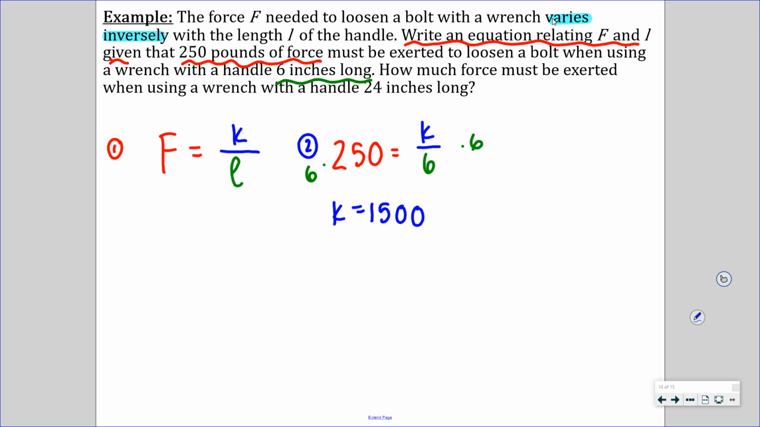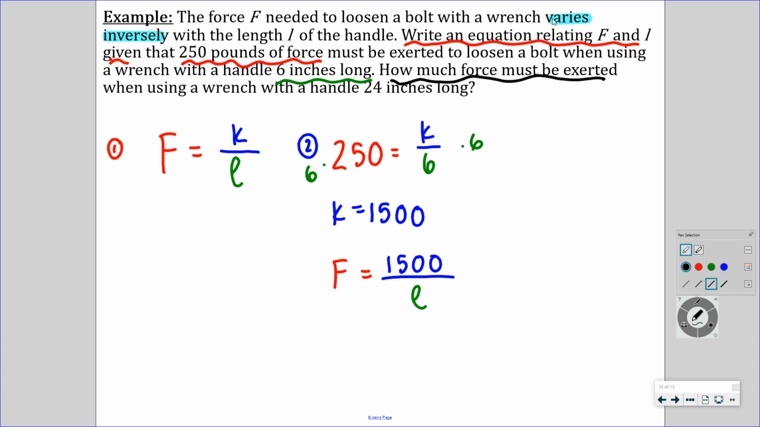So now we can write our specific equation. F equals 1,500, not over 6 though, over L. For your specific equation, the only number you should have in there is the K value. All right, now that we found that, they're going to ask you a follow-up question. They're asking you how much force must be used when the wrench is 24 inches long.